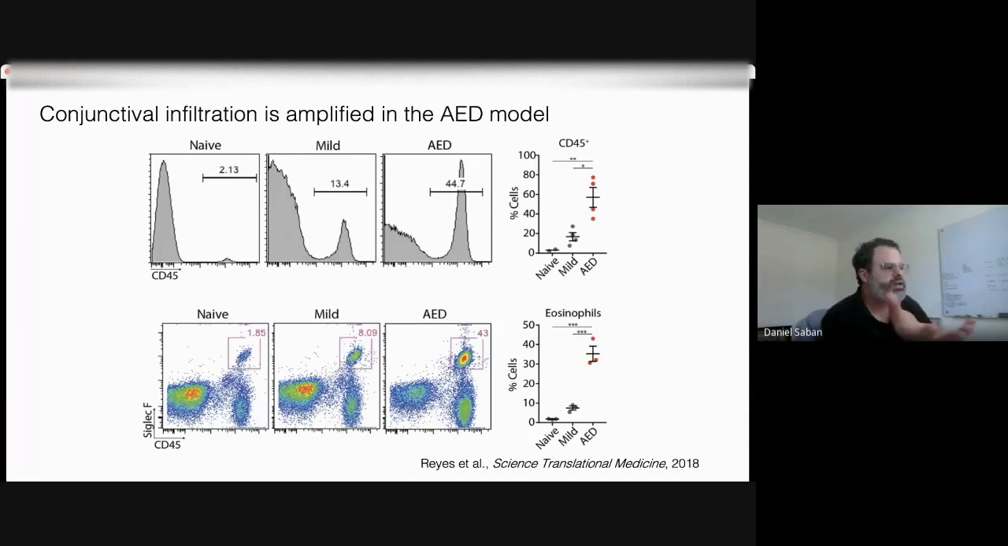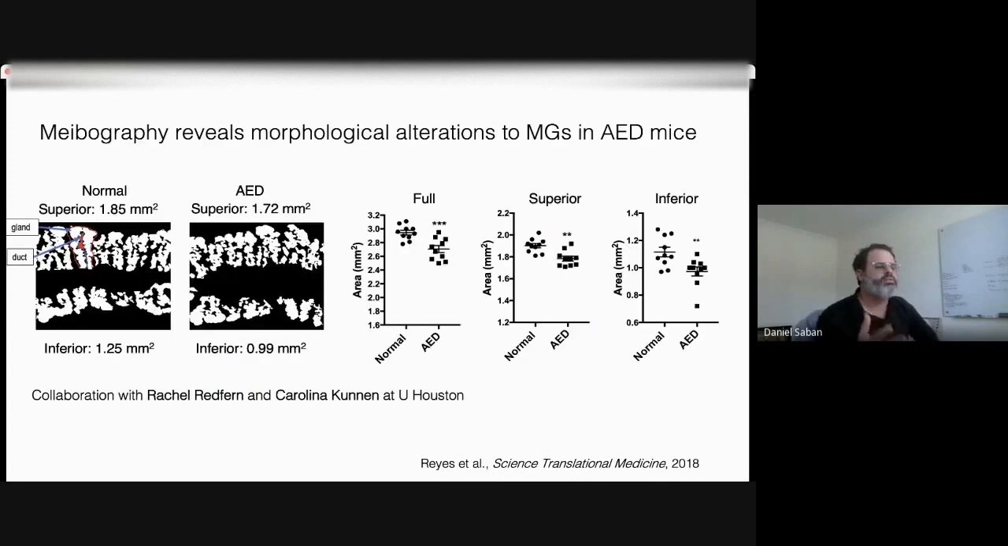And what we did was just to take the conjunctiva, enzymatically digest it into single cells, and look at flow cytometry by CD45 cells, which is a broad spectrum marker of immune cells. And you can see, indeed, consistent with the inflammatory clinical scores, the mild versus the AED. In the AED, you saw a lot more CD45 cells that infiltrate the conjunctiva. And indeed, you can see a lot more eosinophils. So this is a hallmark of our AED model, tons of eosinophils. And you can see it's much higher than in the mild. So this was, next slide, please. This was matched very nicely with our clinical data.